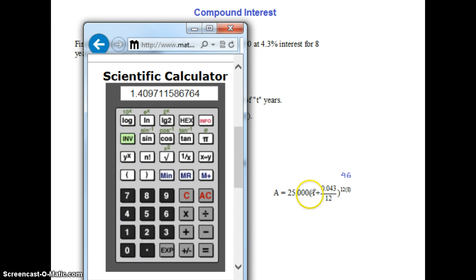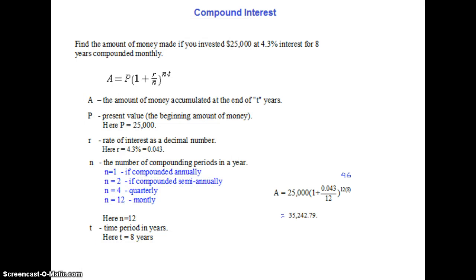This is the value of the exponent expression. Now I have to multiply this result by 25,000. So times 25,000 equals. And because this is an amount of money, we have to round the result to the nearest hundredth, or cents. So it will be $35,242.79.